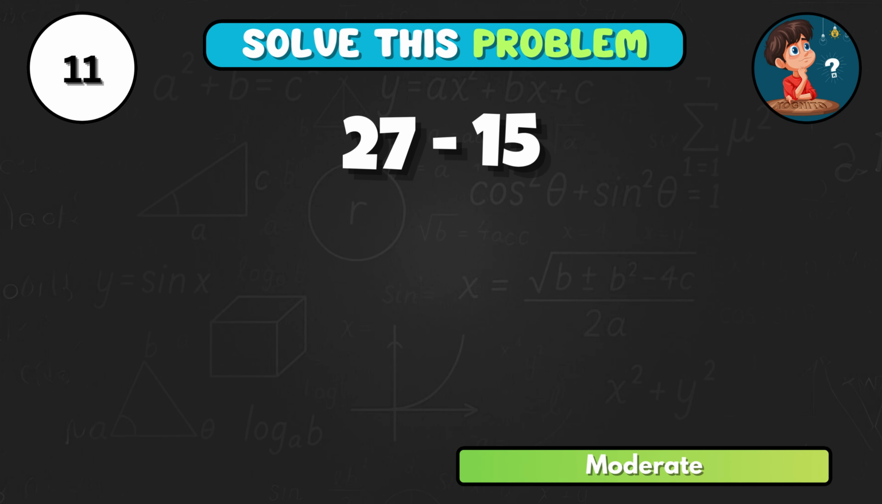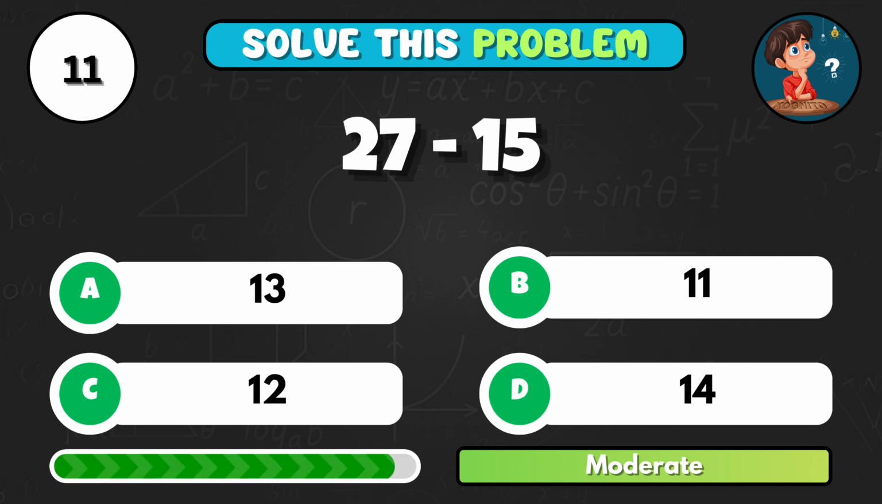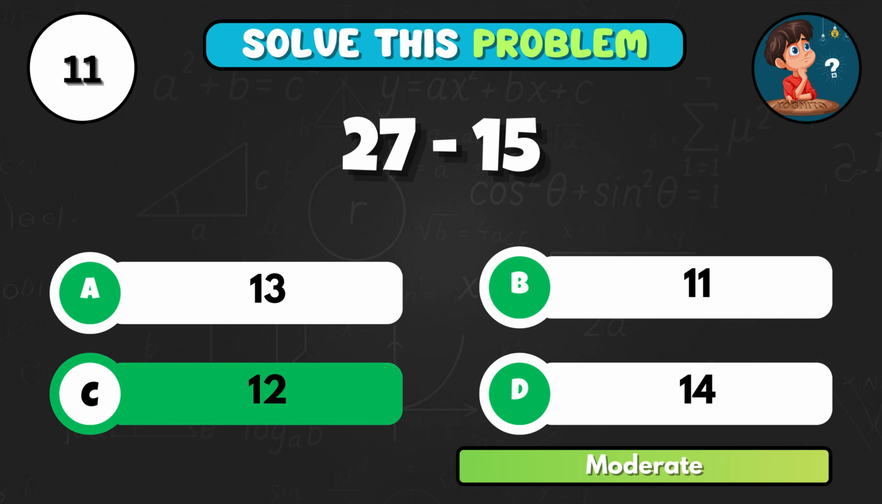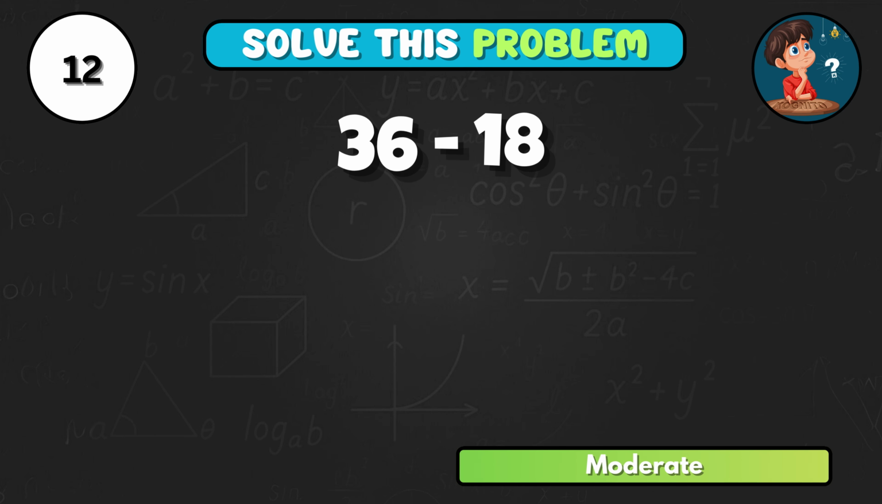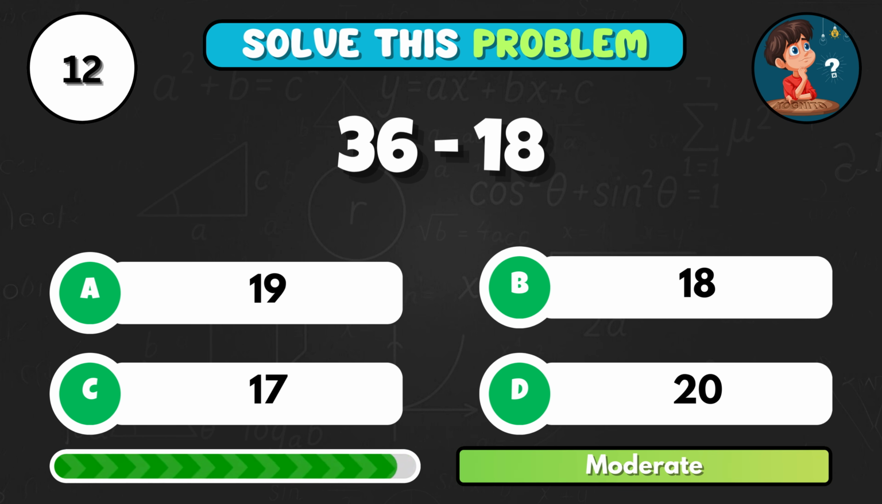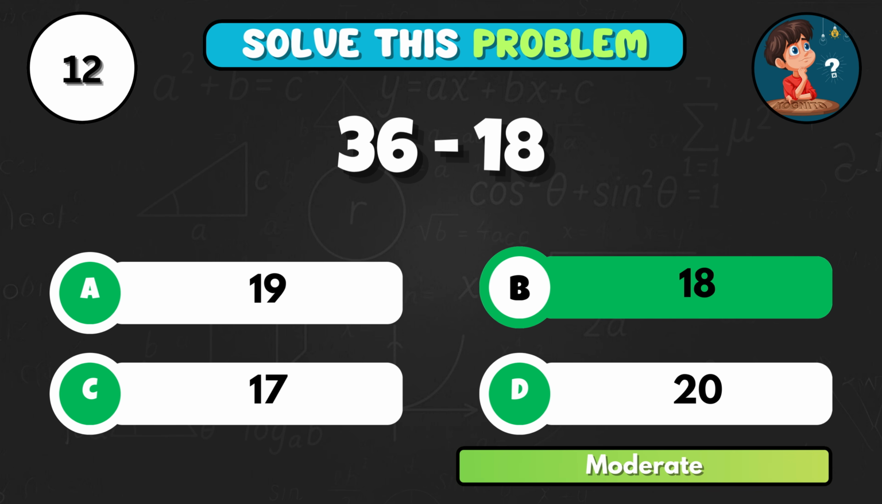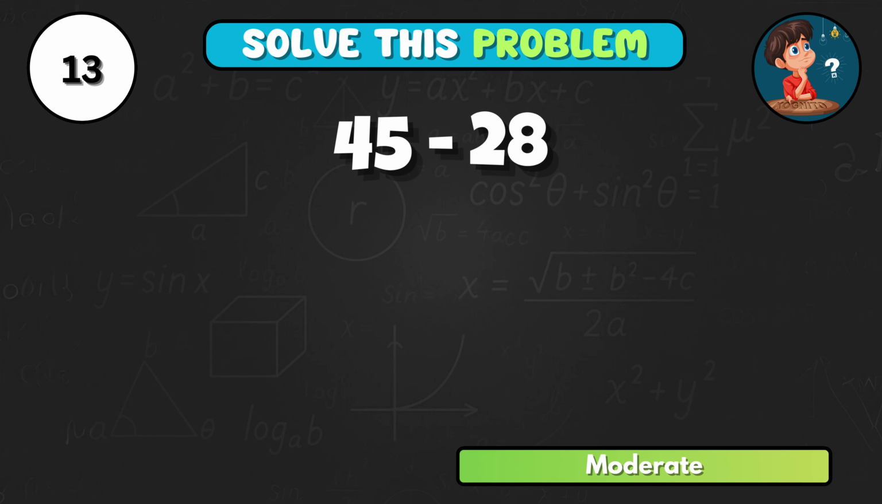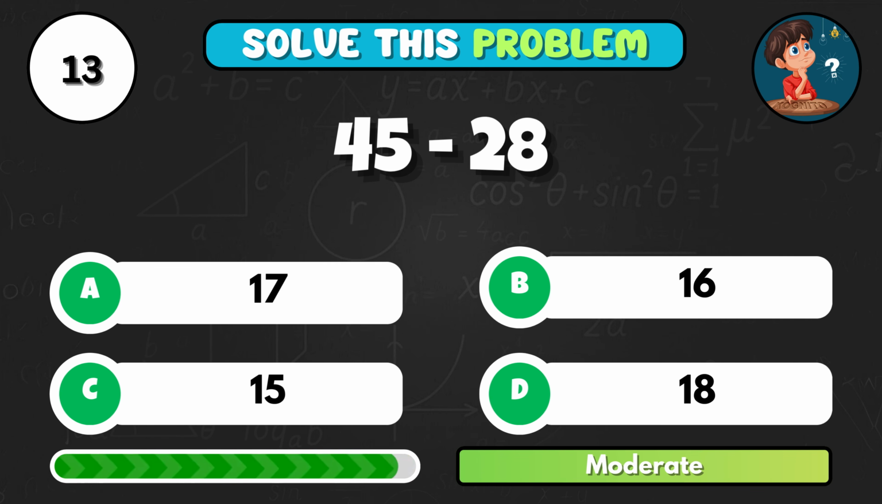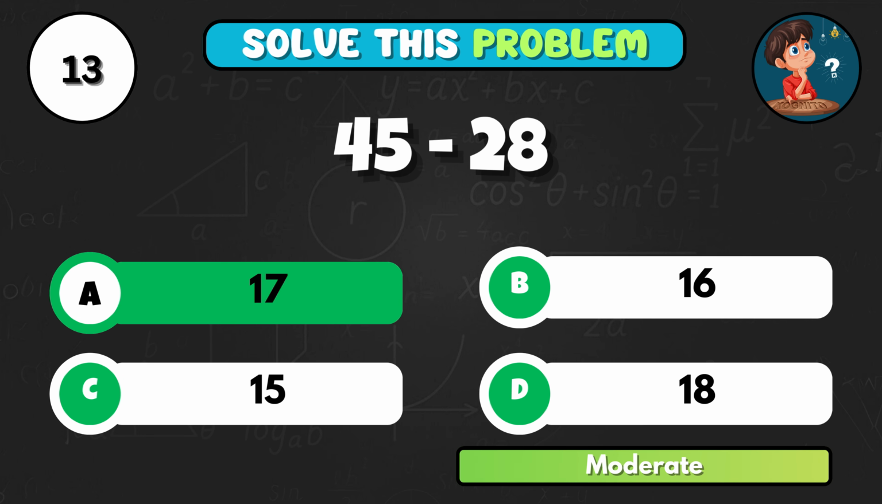Subtract 15 from 27. Option C is right. You're left with 12. What is 36 minus 18? Answer is B. It equals 18. Take 28 away from 45. Option A is correct. That leaves 17.